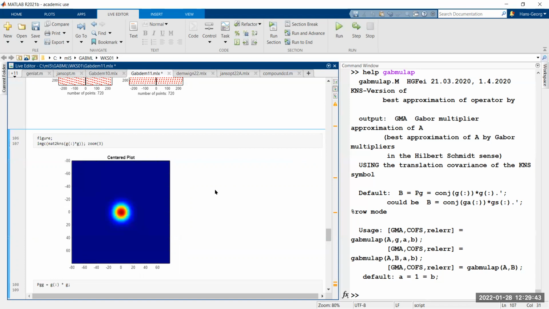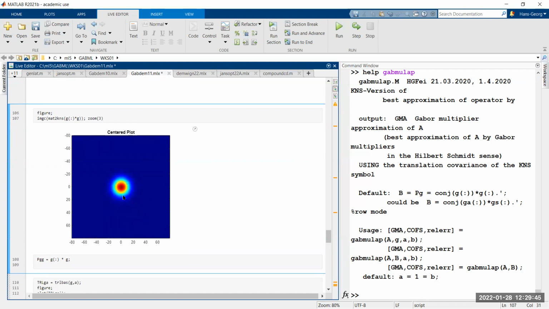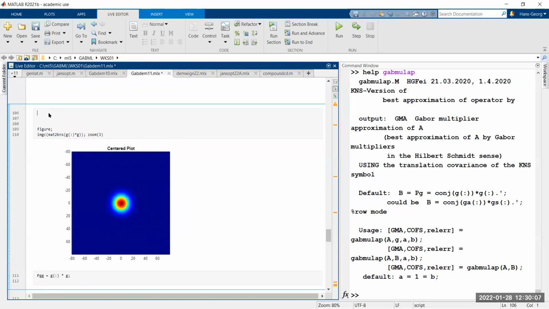So the Korn-Nirenberg symbol is a Gauss function. And so what we're actually doing is the following. The routine is based on the following observation. Assume you have any operator, and you would like to approximate it by, maybe we do even something more. We do this Gabor multiplier stuff, and I show you how the different representations of a Gabor multiplier look like, and we have this GMW.